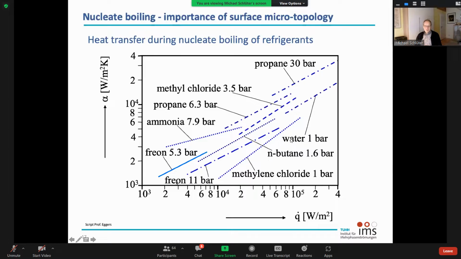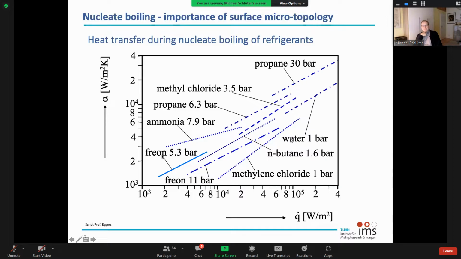And therefore, you can see here in this diagram, this is the heat flux. Of course, the higher the heat flux, the more vapor bubbles are created and the more refreshment of the surface and of the liquid boundary layer we have. So it's not very surprising that with increasing heat flux, also the heat transfer coefficient increases, due to the stronger convection if the bubbles are leaving the surface. And you see here we have propane, ammonia, freon, water. You have water at 1 bar.